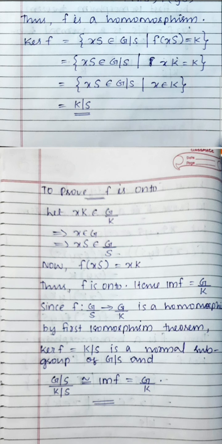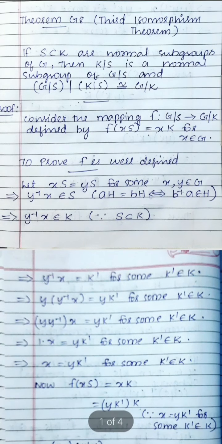So this is nothing but a normal subgroup of g by s. And from the first isomorphism theorem, if kernel of f is a normal subgroup, then g by kernel of f is isomorphic to image of f. So correspondingly we have g by s by k by s is isomorphic to image of f. Image of f is nothing but g by k, which we have proved above. So that's all about this theorem. The second part is actually proved using the first isomorphism theorem. Thank you.